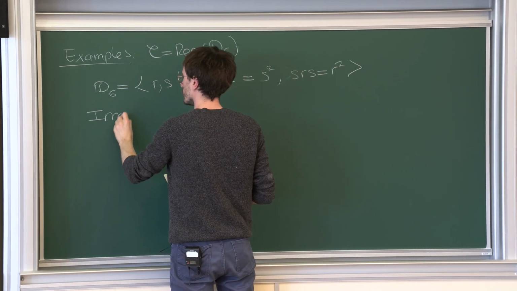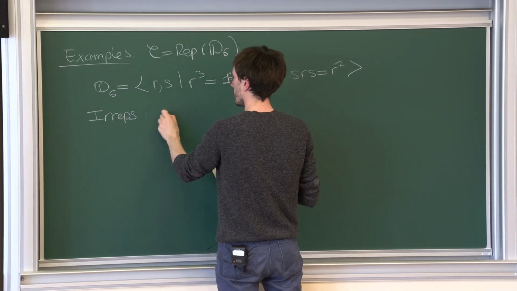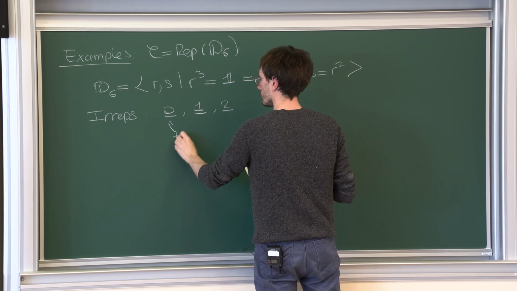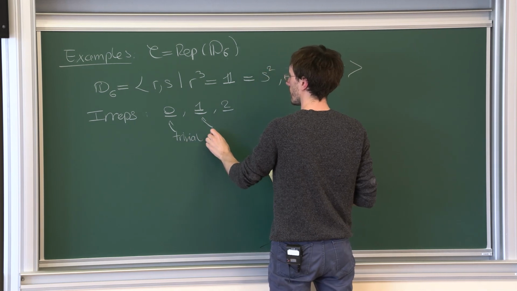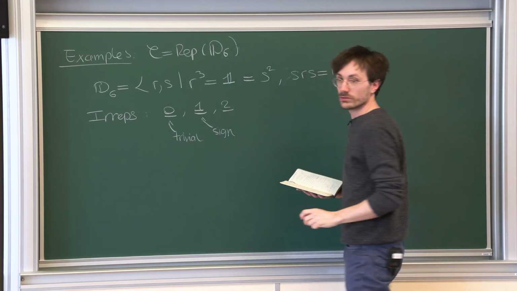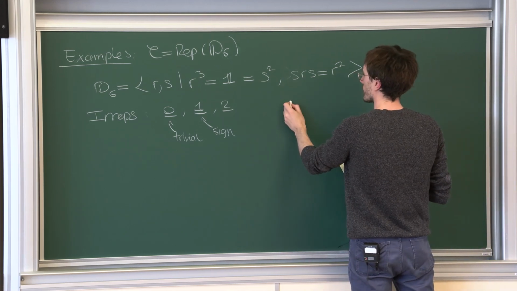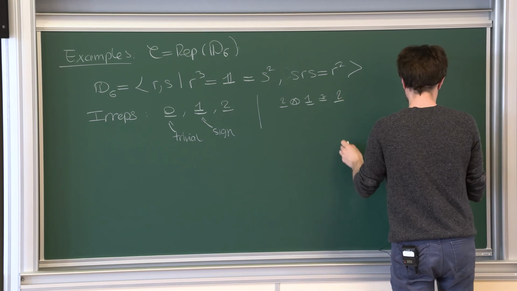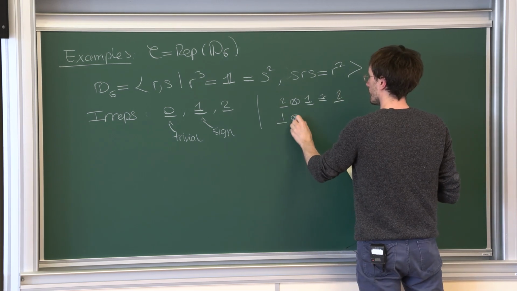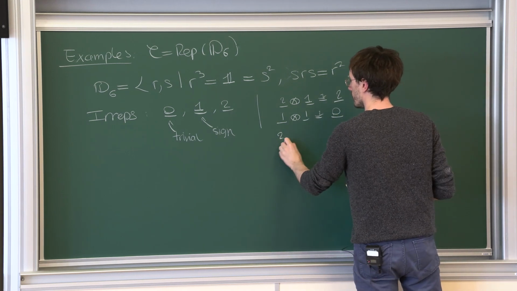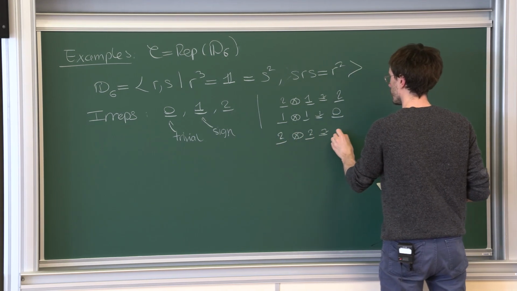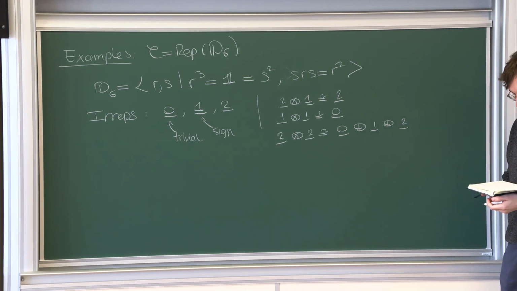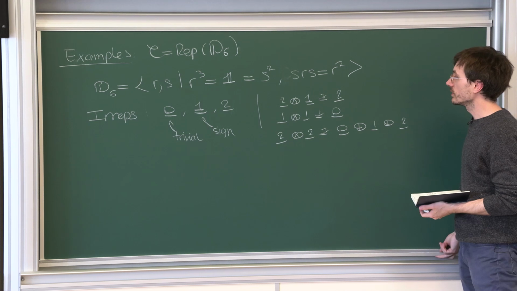So we have 3 irreps for D6. I'm going to label them 0, 1, and 2. So this is the trivial. This one will be the sign. And this one is the 2-dimensional one. And so they satisfy in particular these fusion rules. Okay, so that's pretty much everything we need to know.